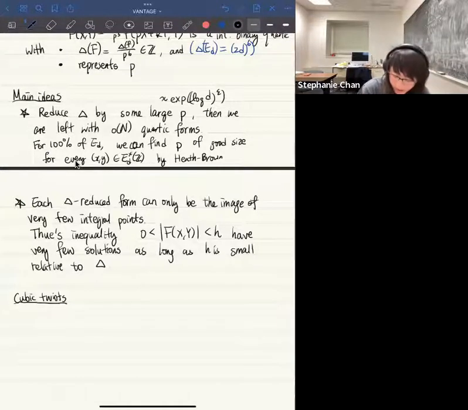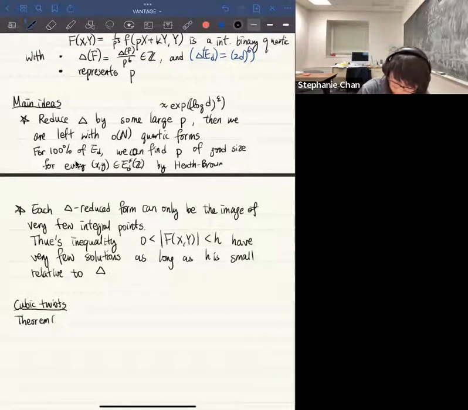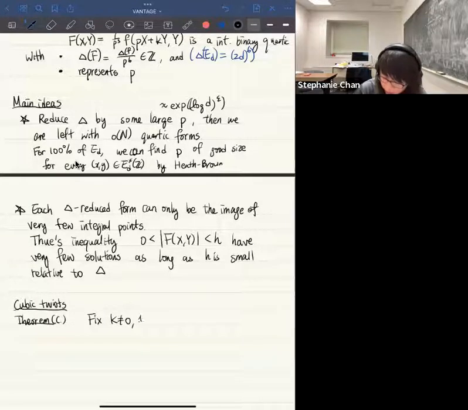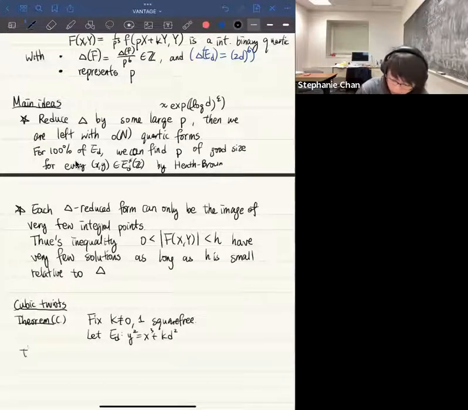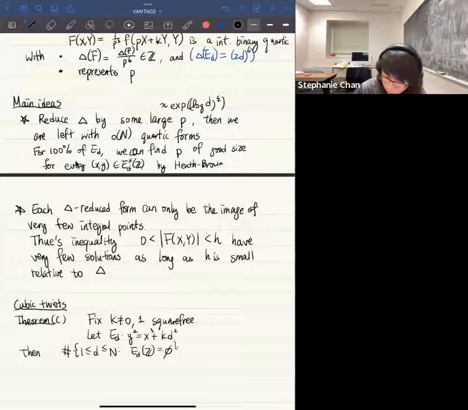The cubic twist case that I'm able to prove is that for this specific family, which I'll state: if I fix some integer k that's not 0 or 1, that's square free, and I let my cubic twist take this form, x cubed plus k d squared, then for 100% of the curves in this family, there are no integral points.